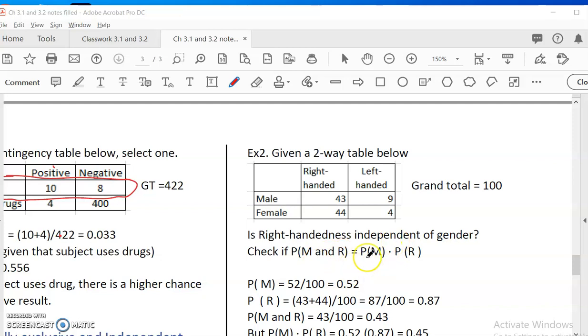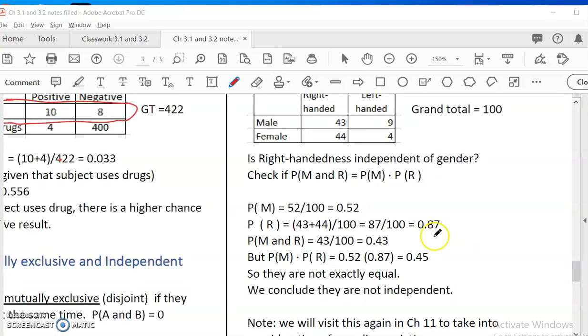To check if they're independent, we check whether the probability of male and right-handedness is equal to the probability of male multiplied by the probability of right-handedness. So we just need to find three probabilities. The probability of male and right-handedness is just that cell, right? Male and right-handedness is 43 over 100. The probability of male is what? All the males, 43 plus 9 is 52 over 100. The probability of right-handedness is just this whole column of right-handedness, 43 plus 44 divided by 100 is 0.87. And the joint one is just this one cell, right? Right-handed and male is 43 over 100. So it's 0.43.